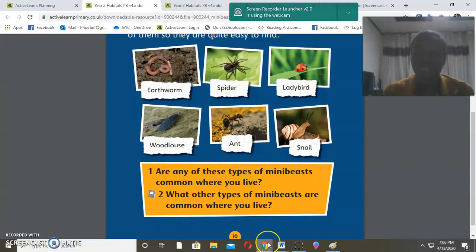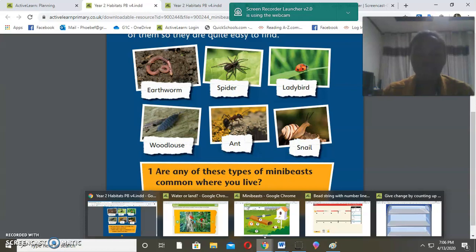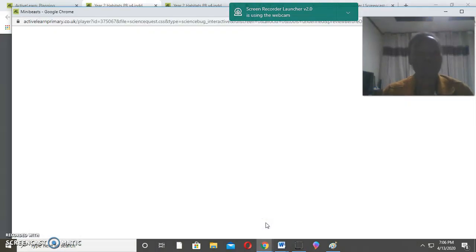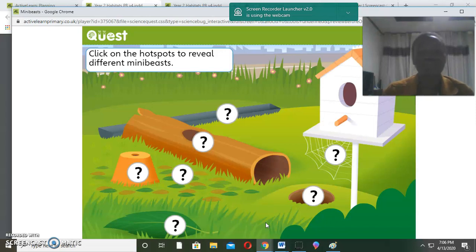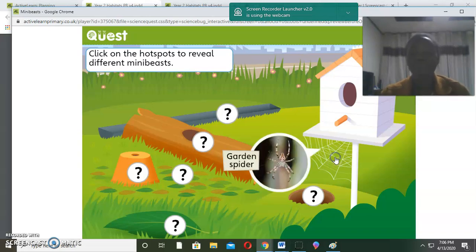Nice. Okay, so now let's look at these. You are being asked to click on the hotspot to reveal different mini beasts. But before we do that, I want you to tell me which type of an insect you think lives here. Okay, so let me click to find out. A garden spider. So a garden spider lives here.